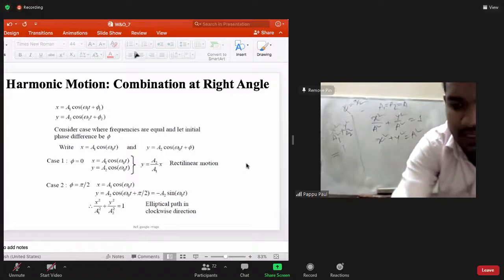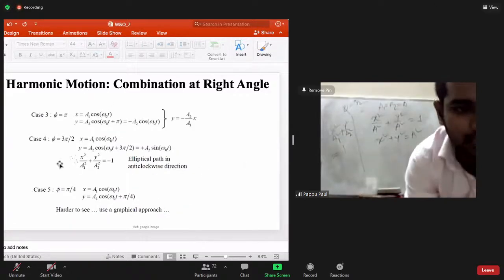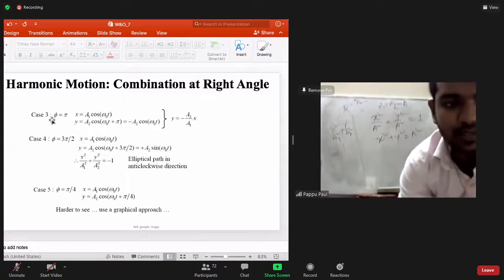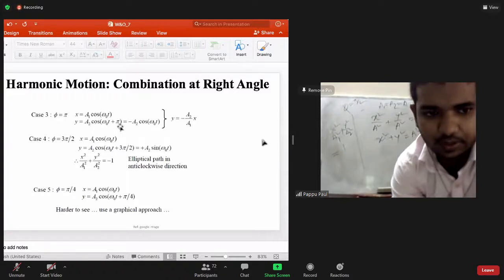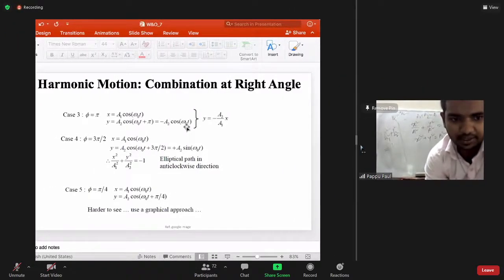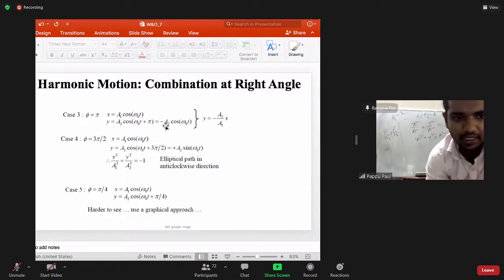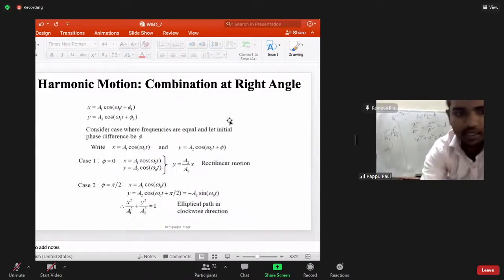So I think today, okay, let's cover another part. Let's now consider that the phase difference is pi. If you put the value of pi here, you will find minus a2 cos omega naught t. Again, x equals a1 cos omega naught t and y equals minus a2 cos omega naught t. If you put x by a1 equals cos omega t, you will find y by minus a2 will be cos omega t. So you can write this equation as y equals minus a2 by a1 into x. Let's consider our first case, y equal to a2 by a1 into x.